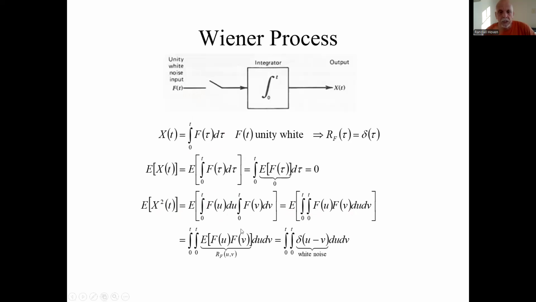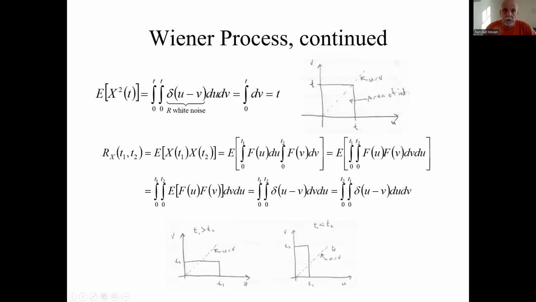Again, we bring the expectation inside, taking the expected value of this product of white noises, which is the autocorrelation function of U and V, but all that matters is the difference between U and V. So its autocorrelation function is the Dirac Delta function with an argument U minus V. Guess we could use V minus U, but okay, so how do we take this integral? It involves a Dirac Delta function. Well, to do that, we're going to use the sifting property of the Dirac Delta function.